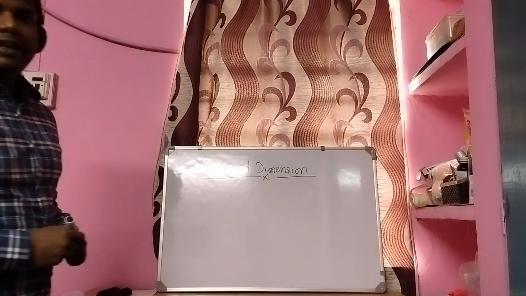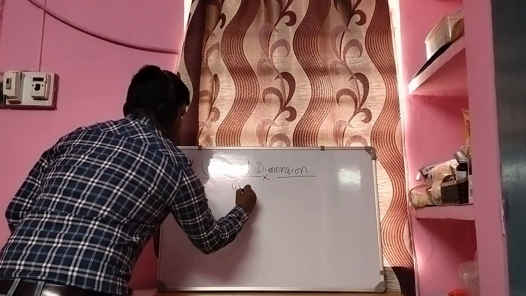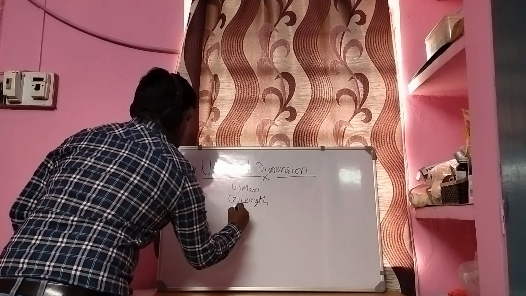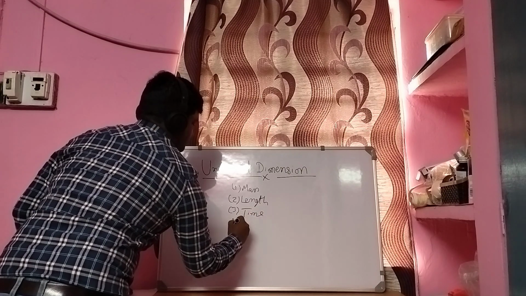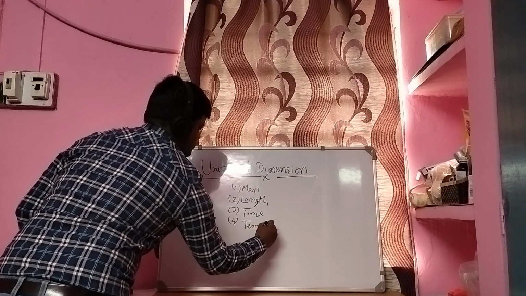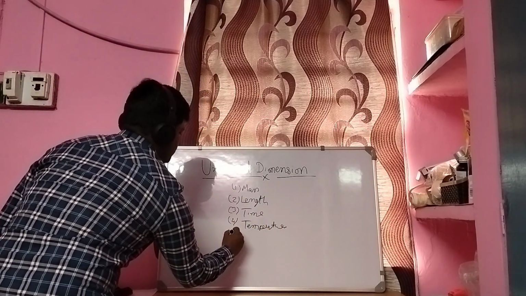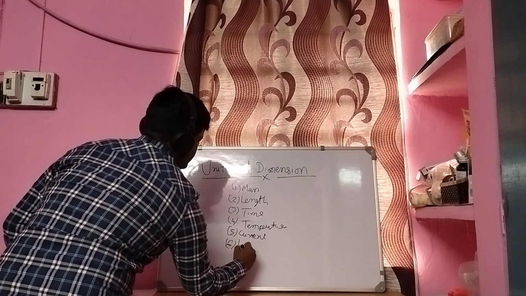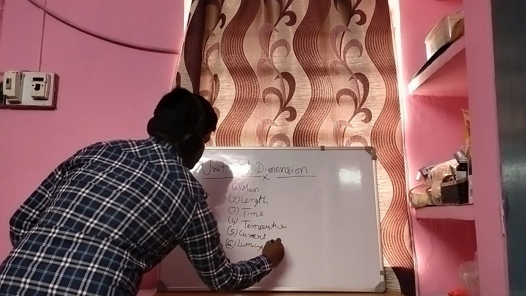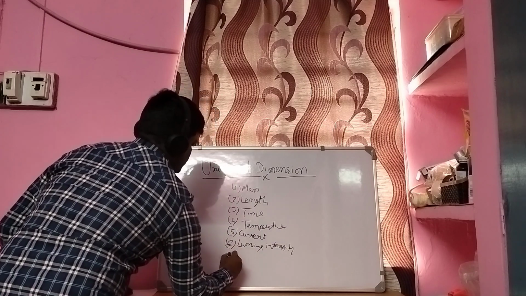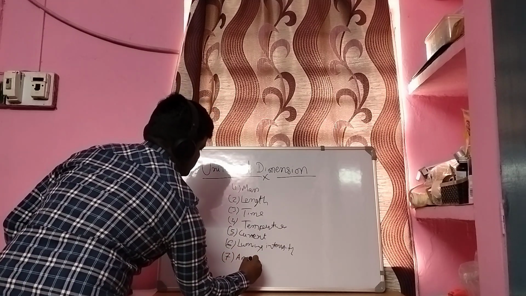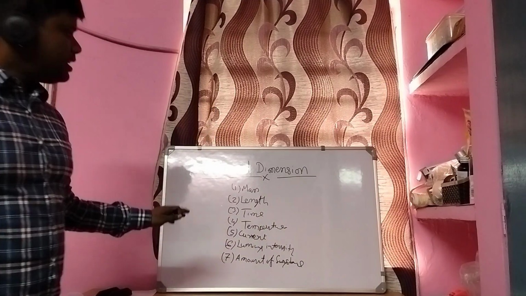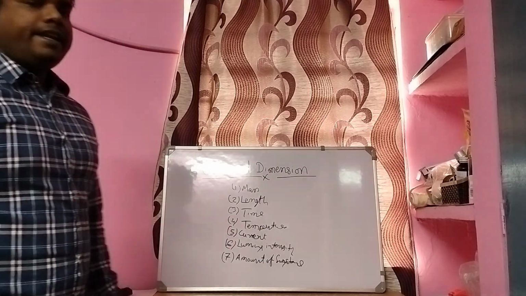I will write those seven fundamental quantities. They are mass, length, time, temperature, fifth is current, and the sixth is luminous intensity, and seventh is amount of substance. So these are seven fundamental quantities which are completely independent of each other.